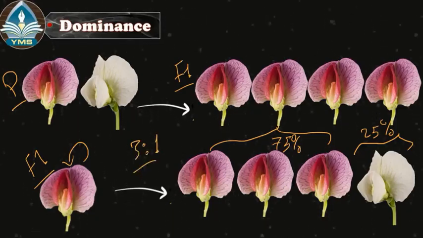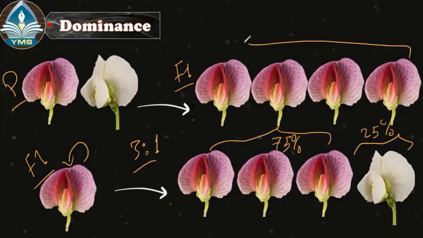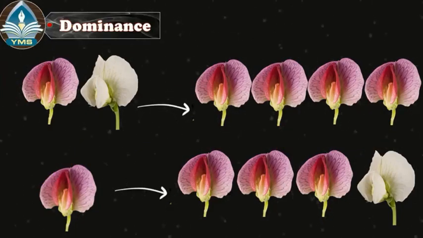Now, what is going on? Why did the white color not appear in the first filial generation? Also, why did the short feature not appear in the first filial generation? It just appeared in the second filial generation with the same ratio. What is it? It is 3:1. So what explains it? Mendel came to a conclusion, and he called it the principle of dominance, complete dominance.